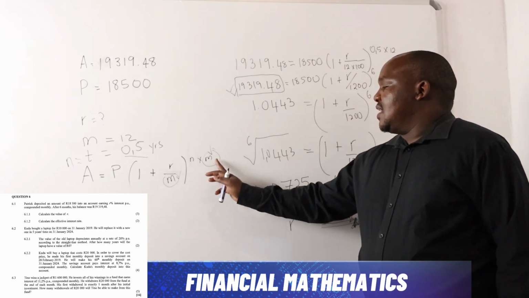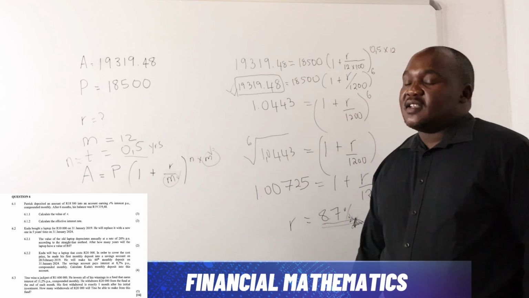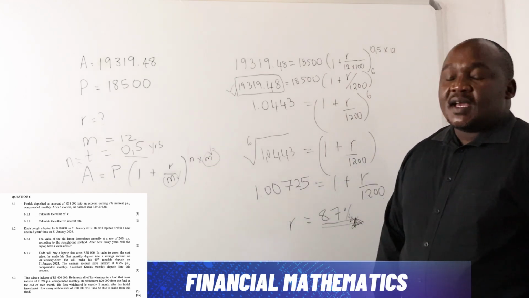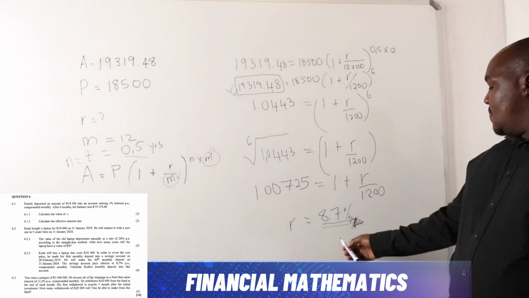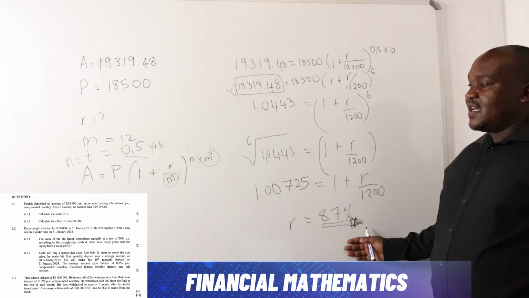If it's yearly, the M is 1. If it's weekly, it's 48. If it's daily, the value of M is 365. Yes, this is your figure of R. We'll go to the next question.